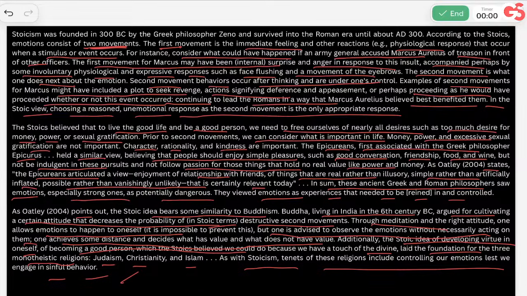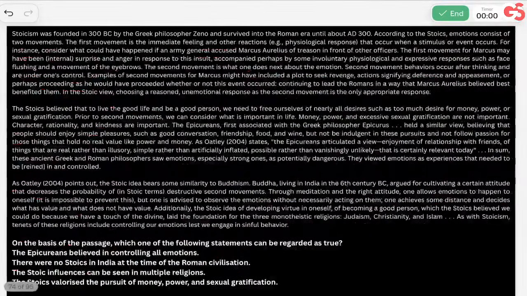Wow. ठीक है चलो let's see. On the basis of the passage, which of the following statements can be regarded as true? Let's see. Epicureans believed in controlling all emotions. All emotions? Not clearly. All is the extreme word. We can eliminate that. There were no Stoics in India at the time of Roman civilization. Is that mentioned? क्या इस बारे में पता ही नहीं है, कुछ पता है क्या? नहीं, उससे पहले बुद्धा थे, चलो इसको मिटा देते हैं. Stoic influences can be seen in multiple religions. Yes, that's right. Clearly mentioned, तीन में है.